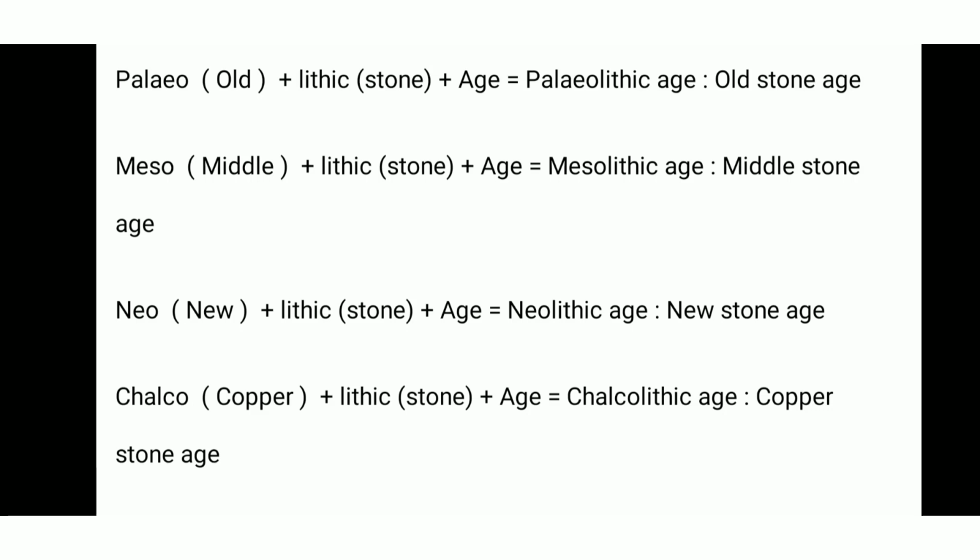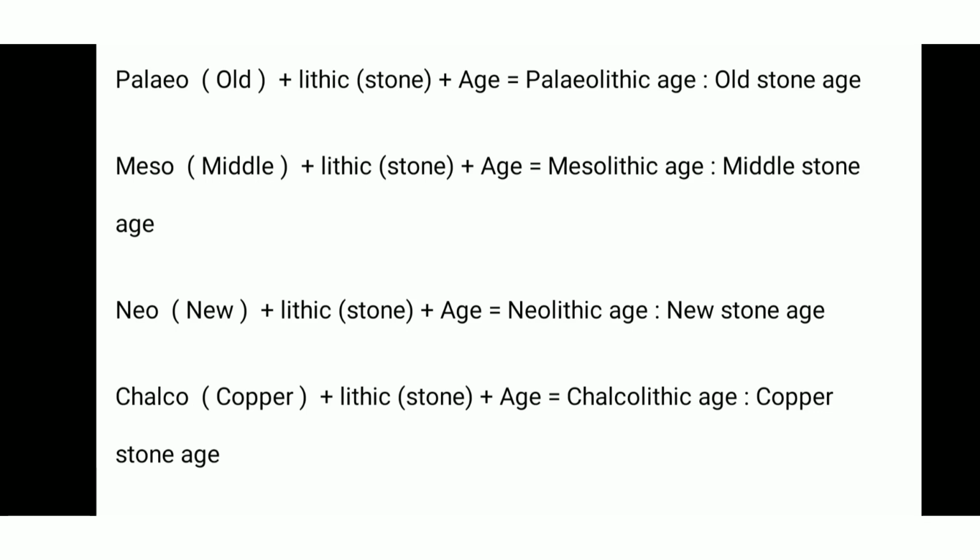So, Paleo means old, children, lithic meaning stone. Paleolithic Age, Old Stone Age. Mesolithic Age, Meso means middle, and that's the reason Mesolithic Age is known as Middle Stone Age. Neolithic Age, Neo means new, and that's the reason Neolithic Age is known as New Stone Age.